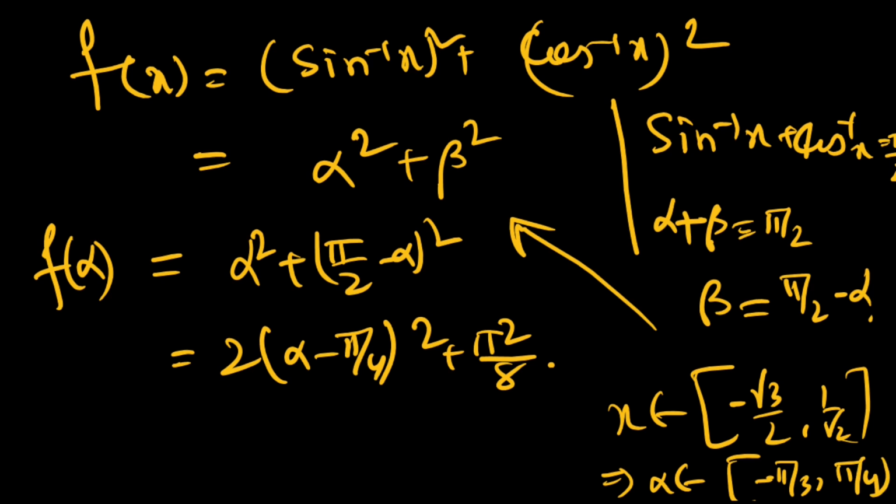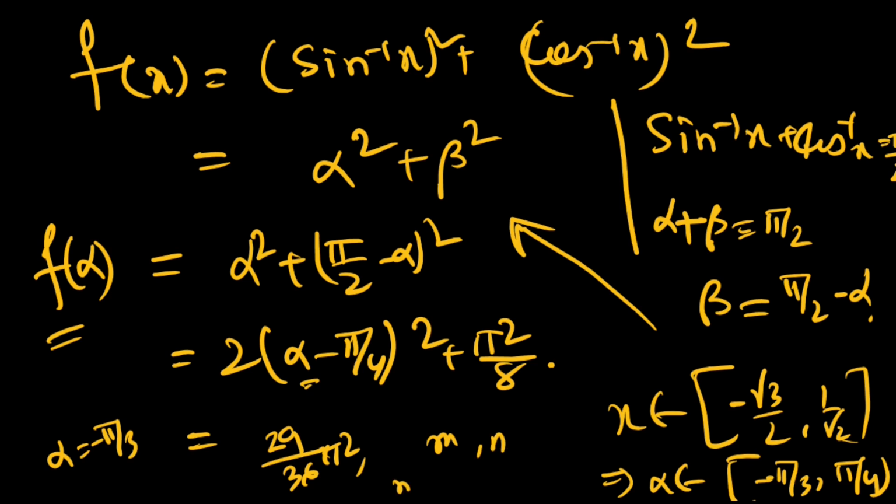Then we put alpha equal to minus pi by 3, because we want to find the maximum value of f of alpha. So we choose as much as possible the negative value of alpha. So we put alpha is equal to minus pi by 3. Then we get our maximum value is 29 over 36 pi square. Then we compare the values of m and n, and we got the value of m plus n is equal to 65. So this is our correct answer.